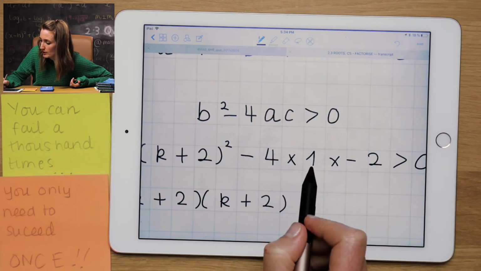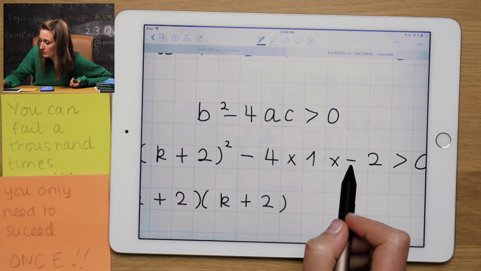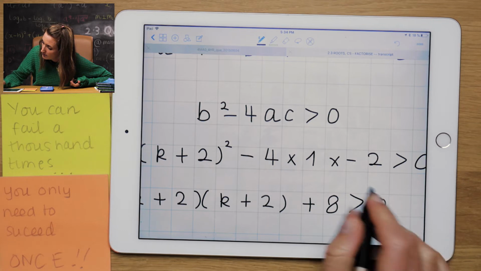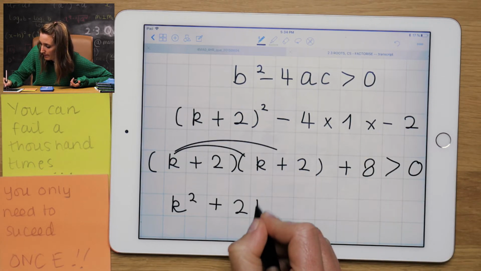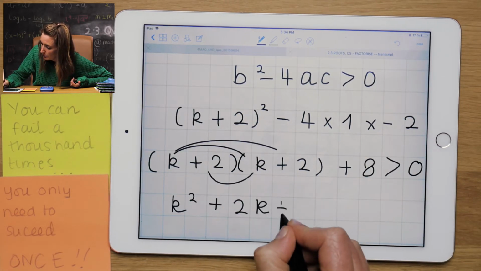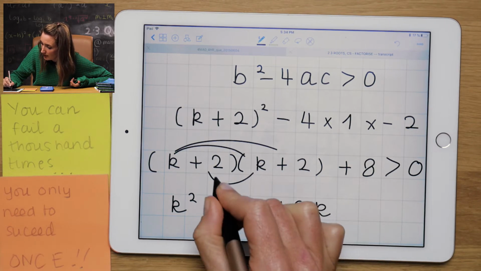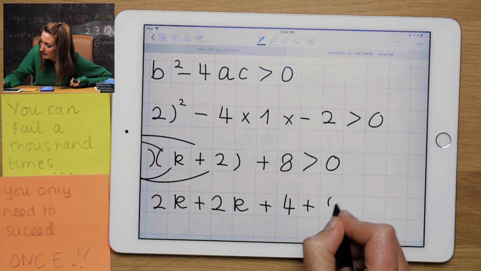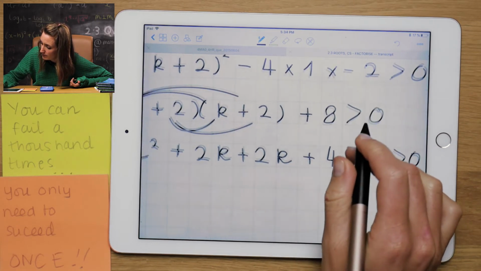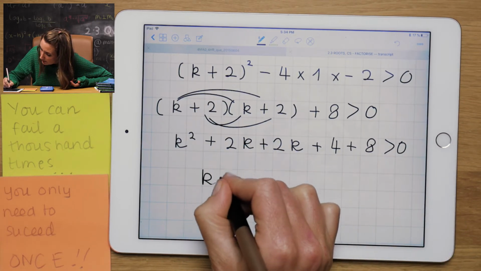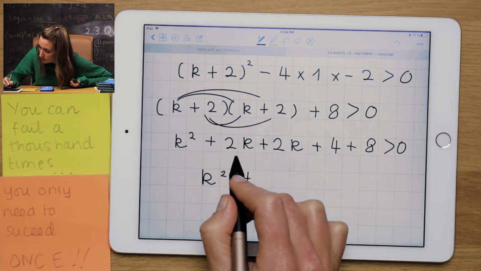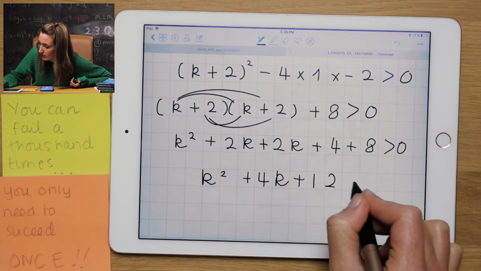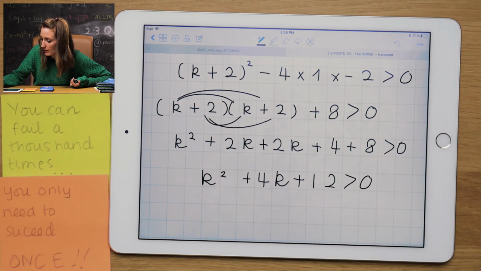Minus 4 times 1 is minus 4, times minus 2, plus 8, bigger than 0. 2k, plus 2k, plus 4, plus 8, bigger than 0. So k squared plus 2k is 4k, plus 12, bigger than 0.